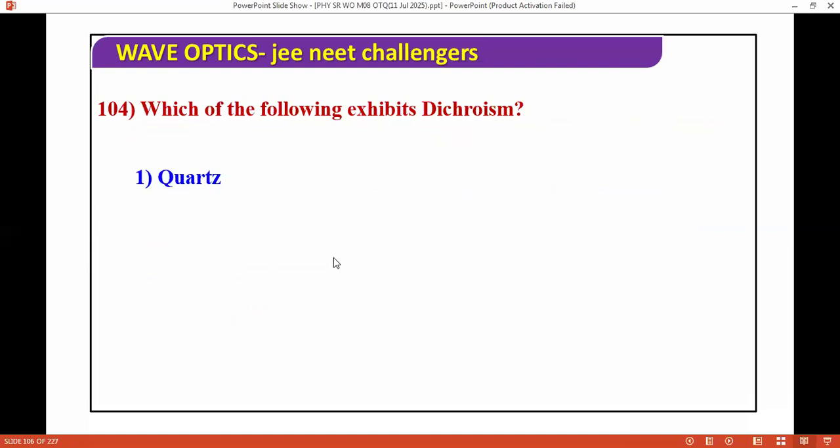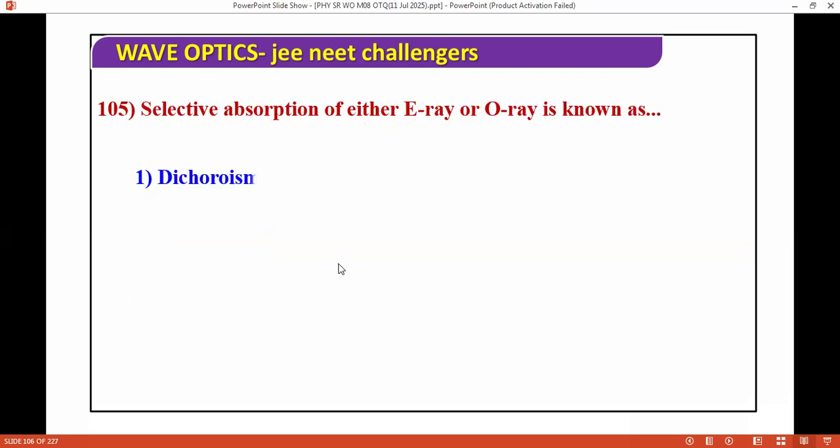Which of the following exhibits dichroism? Quartz, crown glass, and tourmaline. Again, same question. Next question, I'm moving ahead. Selective absorption of either E ray or O ray is known as dichroism, dispersion, deviation, or diffraction. The answer is dichroism. Next question, I'm moving ahead.